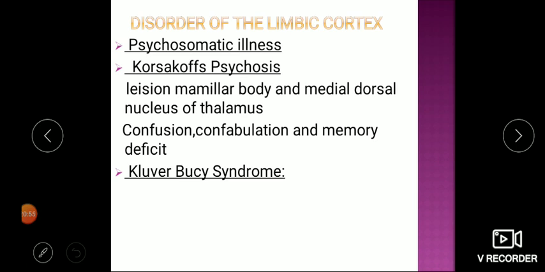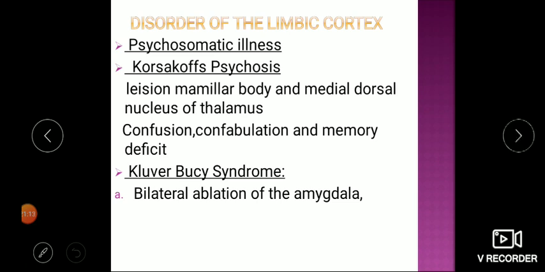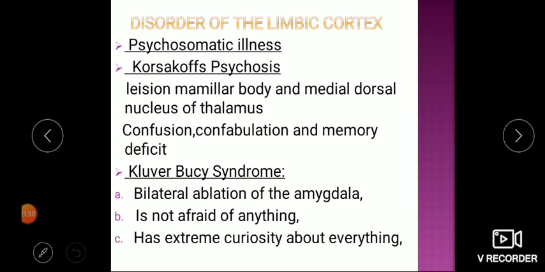Similarly, there is a syndrome called Kluver-Bucy syndrome, which is again an organic disorder caused by bilateral ablation of the amygdala. So if the amygdala is damaged because of tumor invasion, infarction, or embolism, a person can go into Kluver-Bucy syndrome. Common features are that the patient is not afraid of anything, has extreme curiosity about everything, and has extreme sexual desires. They also forget rapidly. So these are some of the organic disorders, but the most common is psychosomatic illness. The list is big, but to summarize the lesions of the limbic system, these are the three common ones: psychosomatic illnesses, Korsakoff psychosis, and Kluver-Bucy syndrome.